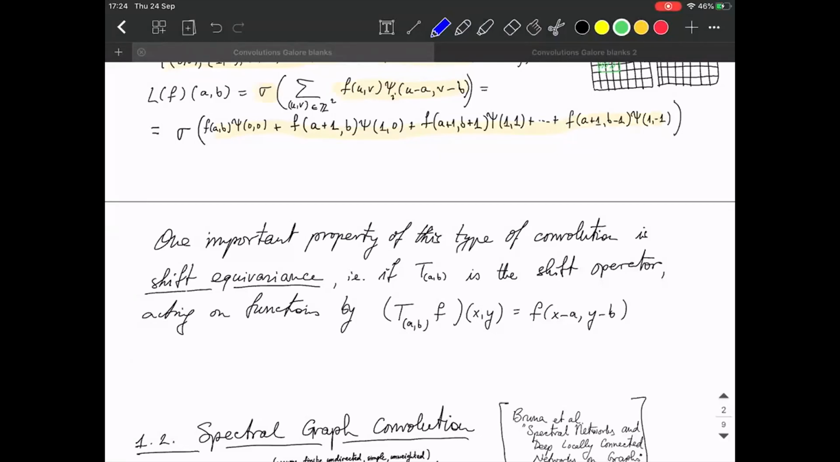This is a shift operator acting on the space, but if you want to act on functions on the space, the convention is that you just precompose them with a shift in the opposite direction. So here you can see this is the shift operator T_(a,b) applied on a function f, and that's the same as just applying the opposite shift to the arguments of the function.